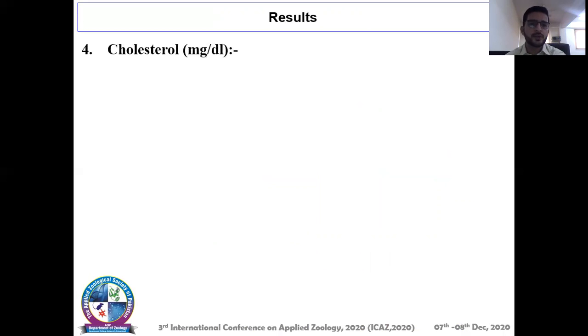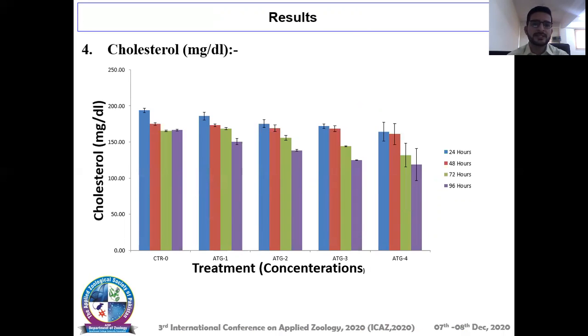The last one is the cholesterol. From the graph, we see that the cholesterol in the control group was high and then significantly decreased. What's the reason? Because cholesterol is the best material for all steroid hormones. When cortisol synthesis increases, a large amount of cholesterol is needed. Therefore, the reduction in the amount of cholesterol may be related to its utilization in the manufacture of cortisol arising from stress created by the toxin atrazine.